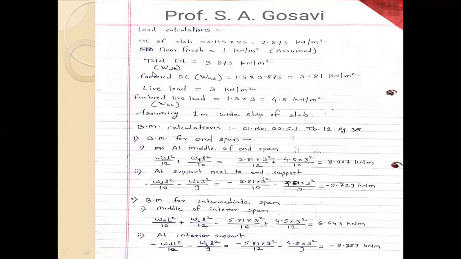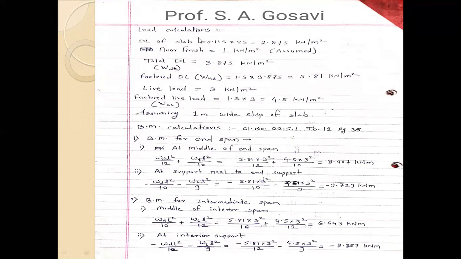For the load calculations, it is the same thing which we had done in the design of one-way slab. The only minute change here is you have to calculate your dead load separately and your live load separately, because while calculating the bending moment, different coefficients are assigned for dead load as well as for live load.